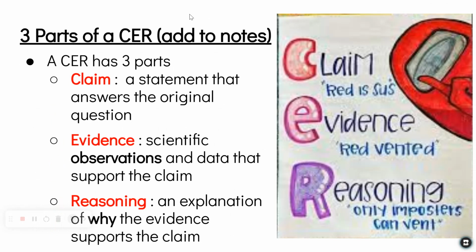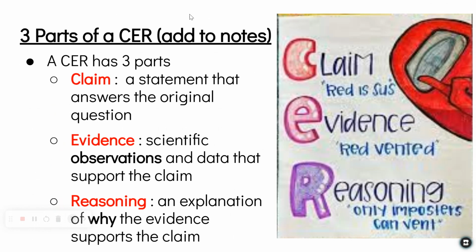So the 3 parts of a CER are claim, evidence, and reasoning. A claim is a statement that answers the original question. If my question is, who do you think is the imposter? My claim would be, red is sus. The next part is evidence. These are scientific observations or data that support the claim. So back to the Among Us example, my evidence would be, I saw red vented.